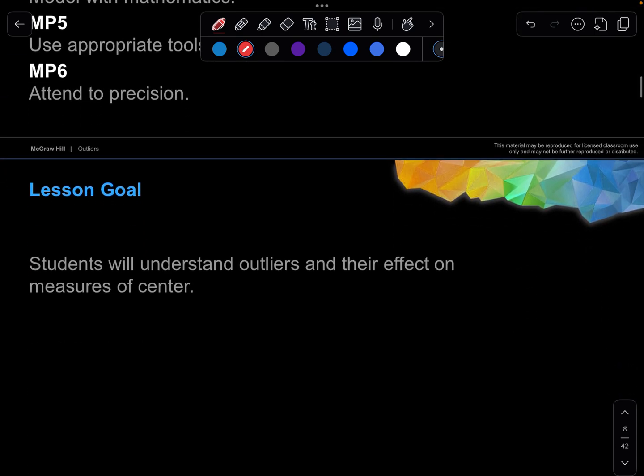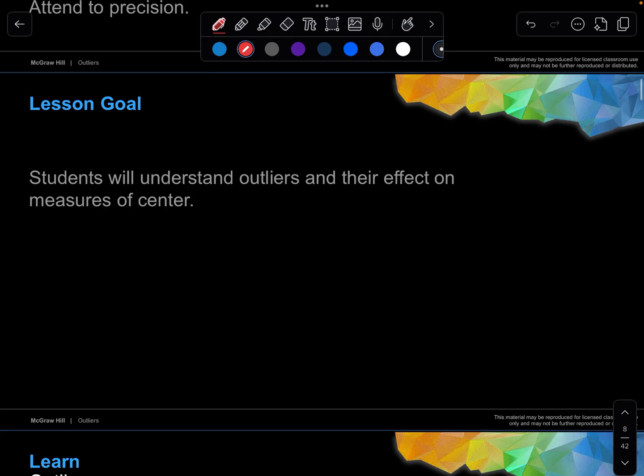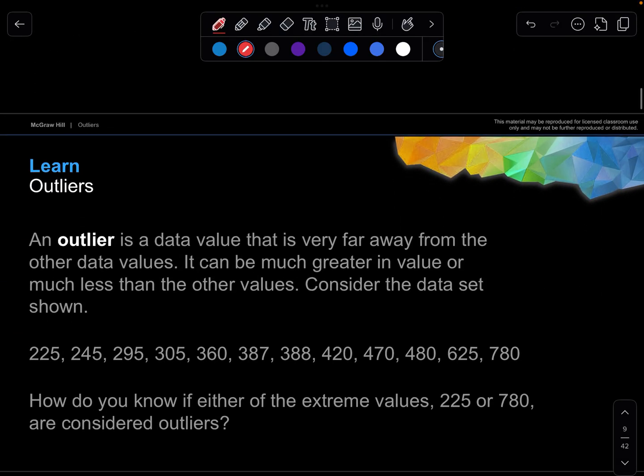All right, so today's lesson is to understand outliers and their effect on measures of center for a data set. What does the term outlier mean to you? If you were to split it up into two parts, something that lies outside. Okay, so an outlier is a data value that is very far away from other data values. So it can either be much greater in value or much lesser in value as compared to the other values.